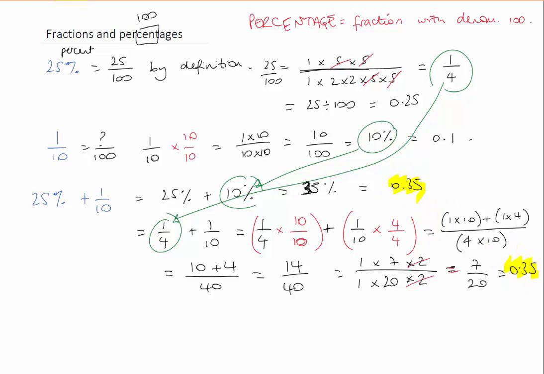So all these things are equivalent: 35%, 0.35, and 7/20. Let's write that out. So equals 0.35, or equals 35%, or equals 7/20.